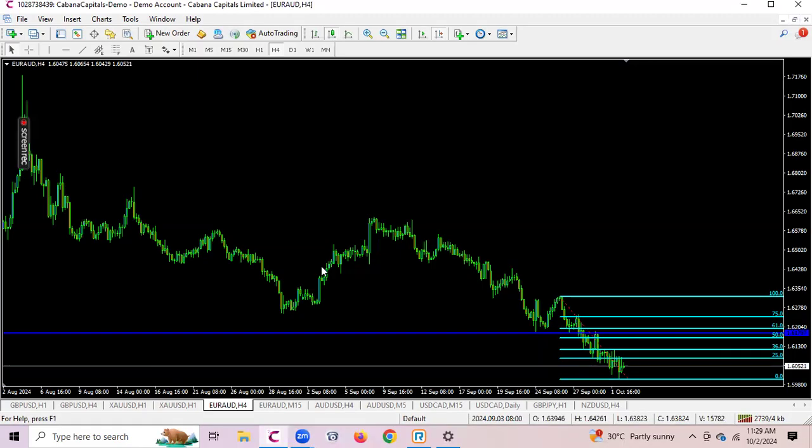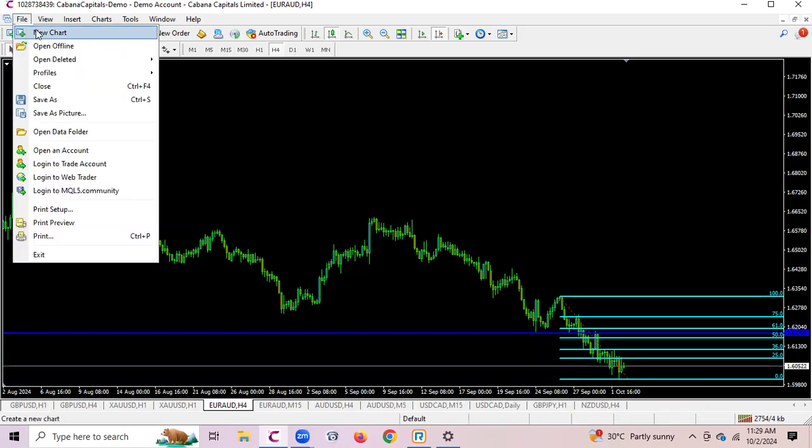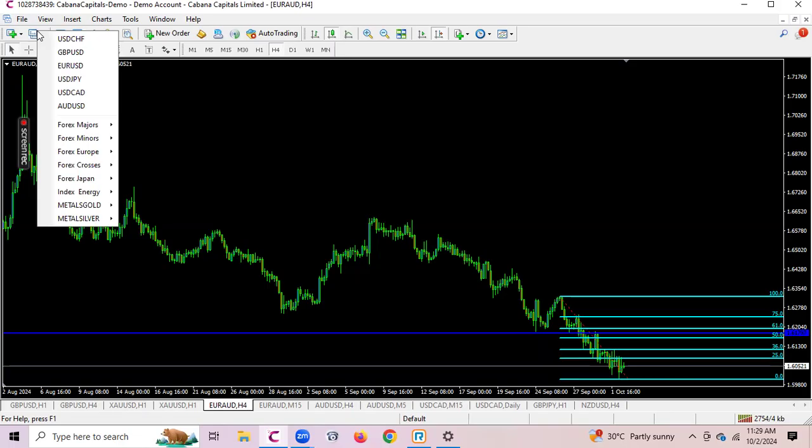Okay, USD/JPY. John said we should look at USD/JPY. Let's look at USD/JPY. Do I have it here? Okay, let me add USD/JPY. It's not on my list.